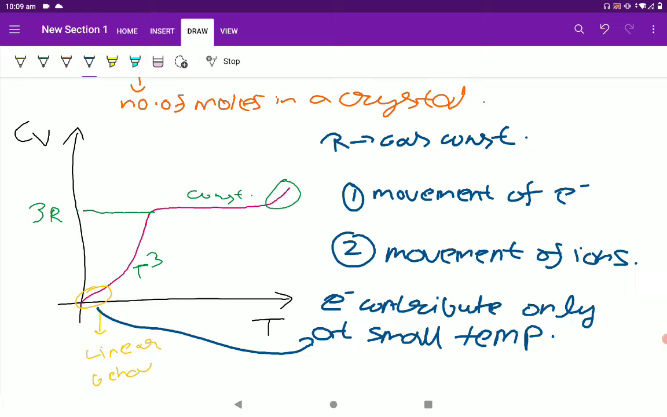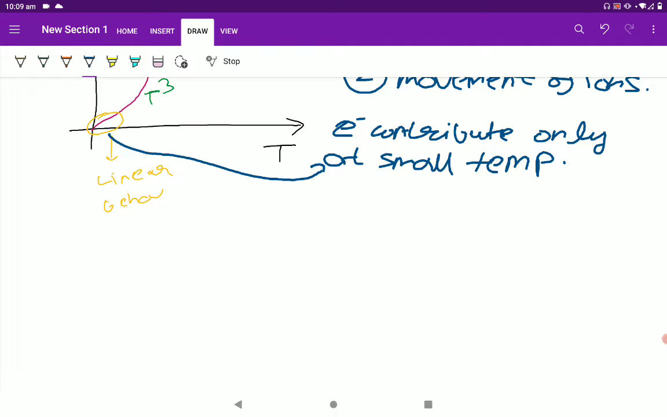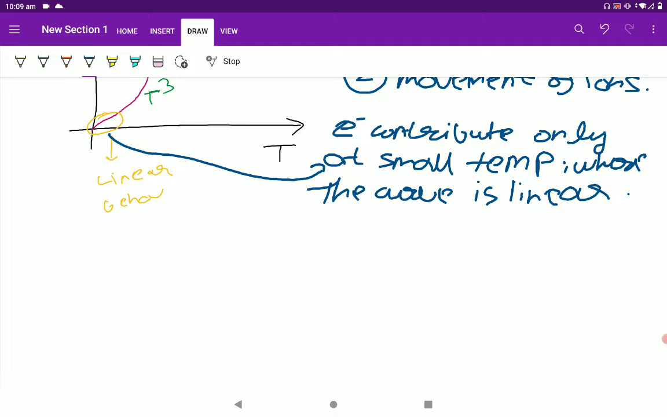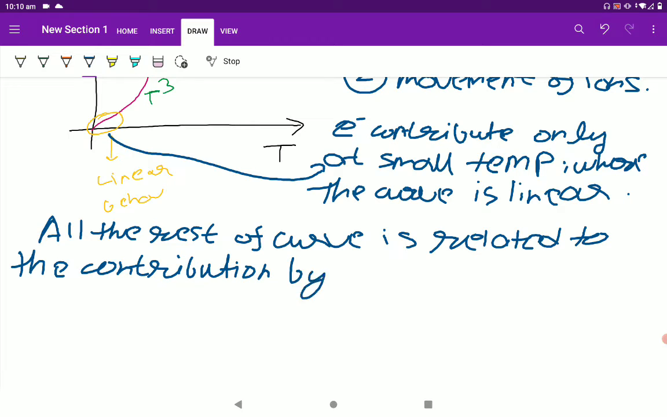And all the rest of the curve, from T cube to constant, is related to the contribution by ionic motion. So we need a good model to understand the ionic motion.